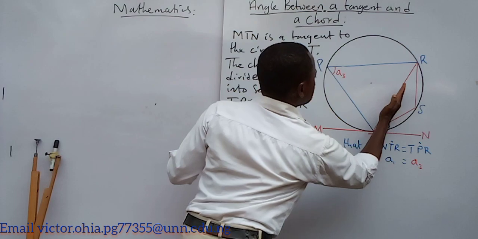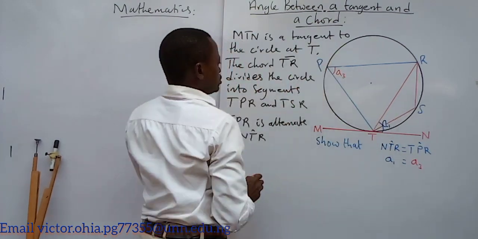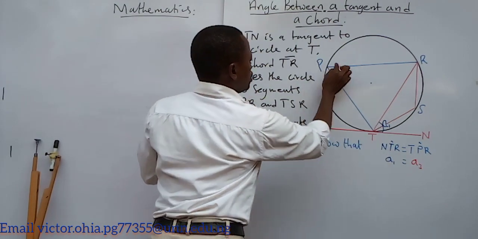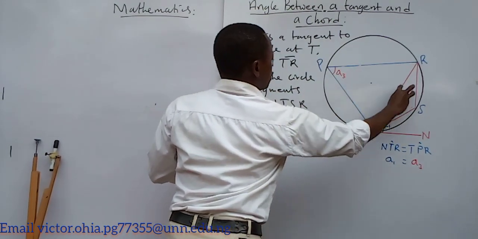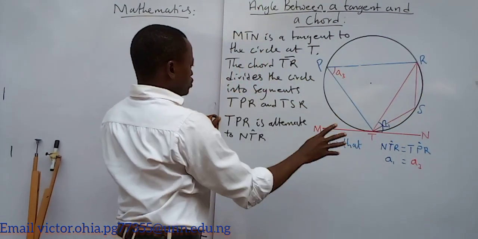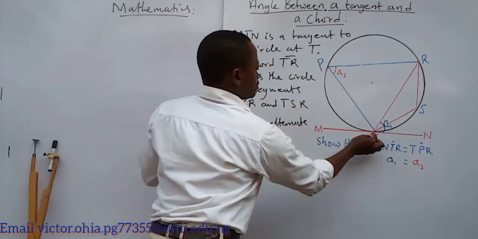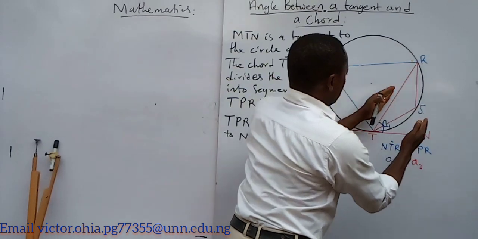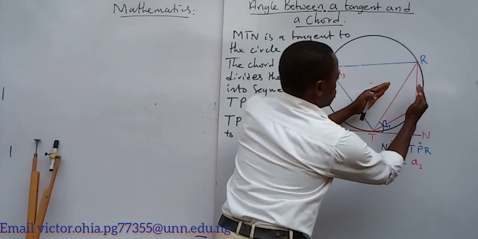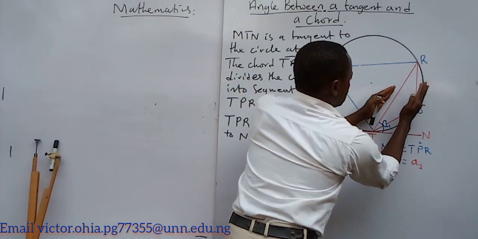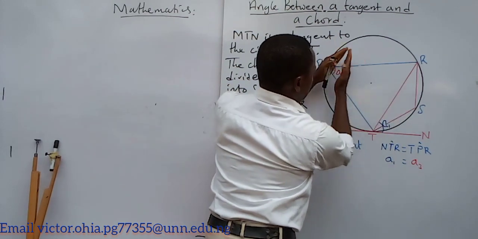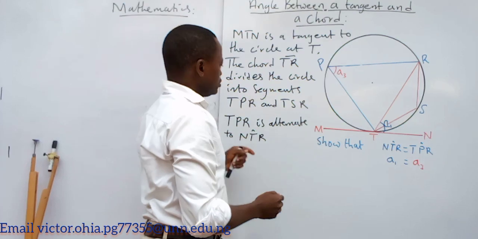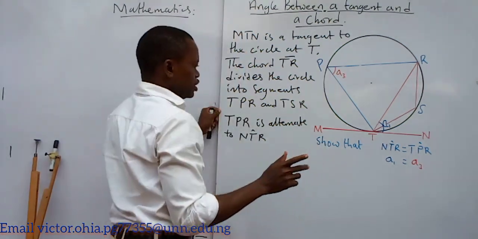this chord TR divides the circle into segments. This is a segment, this is a segment, into segments TPR, this is a small segment, the minor segment, and TSR. So you can see this circle divided by this chord: you can see a small segment here, and you can see a big segment. All right. Now, where are we heading to now?